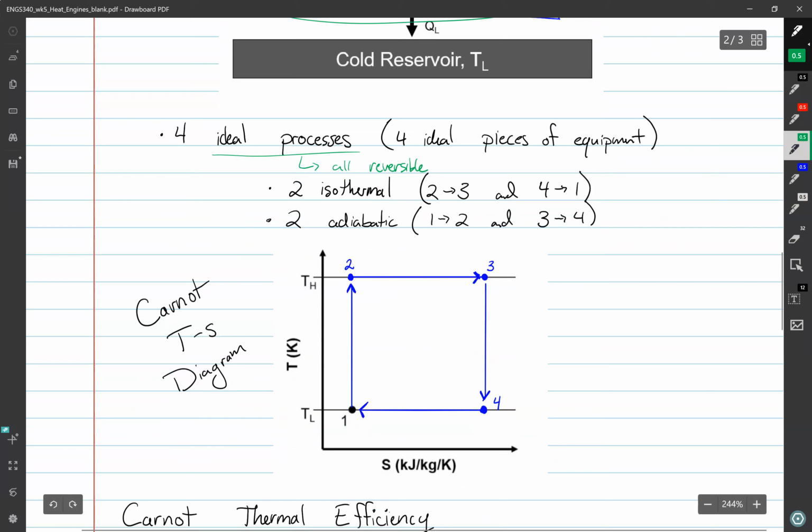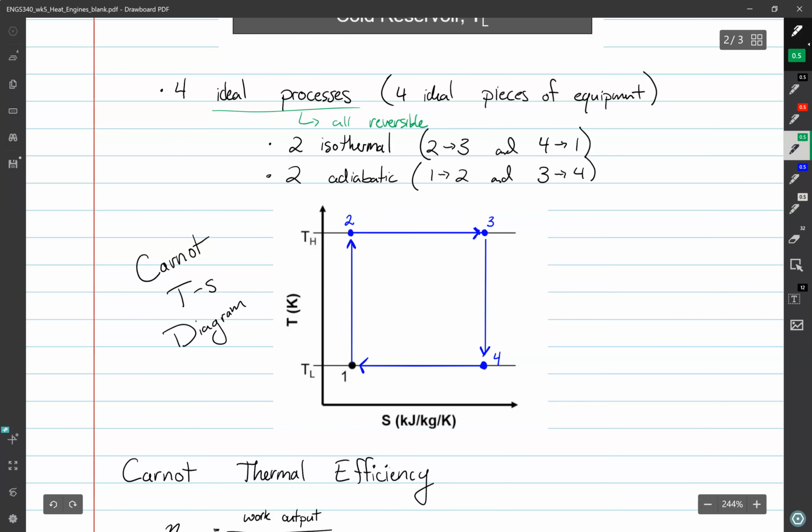One way, and we touched on this briefly in class, is we can think about this in a temperature entropy diagram. Because we have 4 ideal processes, we can look at how those look on a temperature entropy diagram, where we have, again, 2 adiabatic reversible processes. Those are the vertical lines, and we have 2 isothermal reversible processes. Those are the horizontal lines.